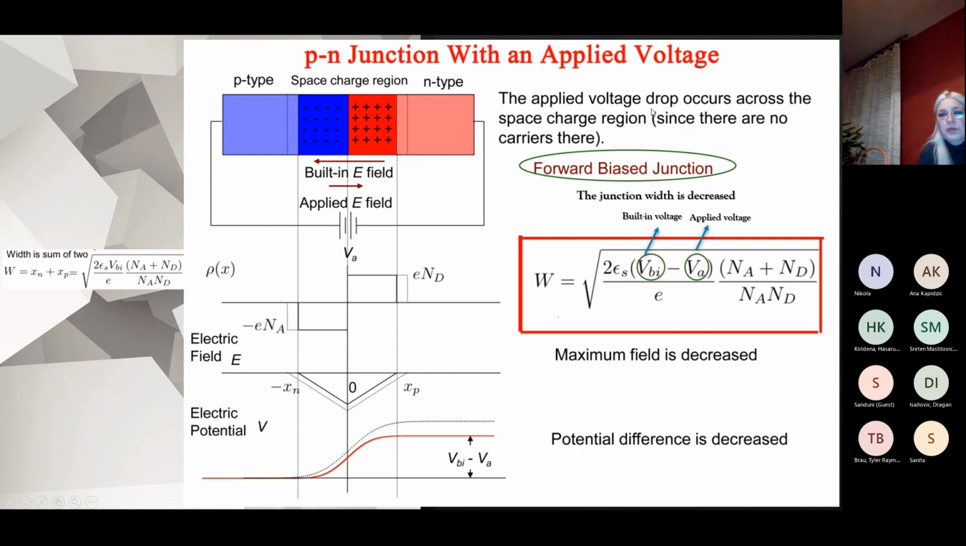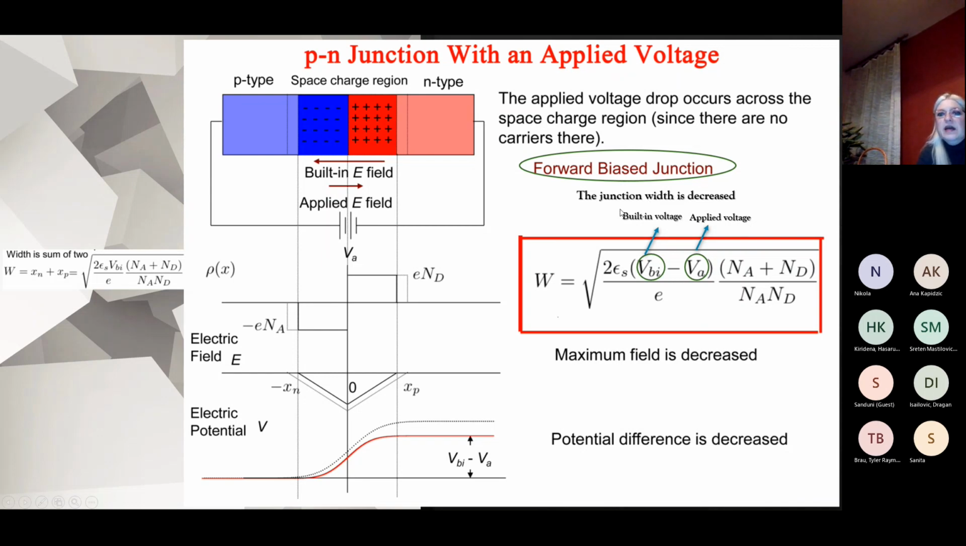And the applied voltage drop will occur across the space charge region. There are no carriers there. This is because in a P-type region you're going to have holes, and in an N-type region you're going to have electrons, and their conductivity will be much higher than in this space charge region, where you have negative ion cores and also positive ion cores, which are fixed. So the drop of the voltage will be the highest here in the depletion zone.